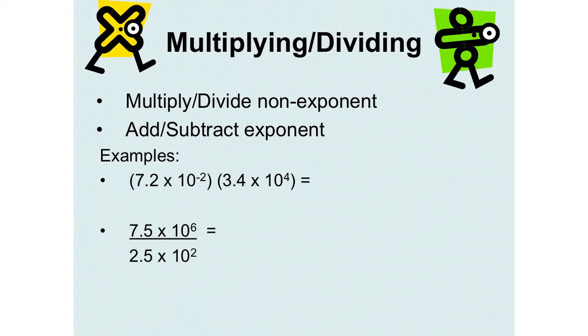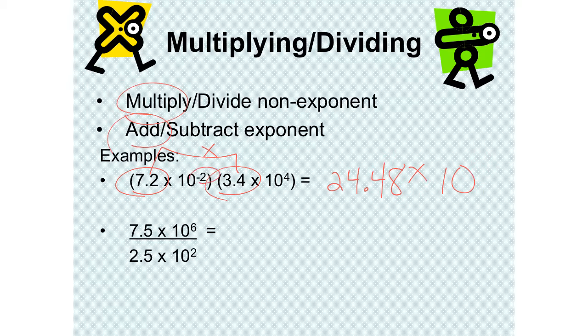All right, most of the time we will be multiplying and dividing. So when we multiply or divide, we don't have to make the exponents equal first. So all you do is you multiply your coefficients if you're multiplying, or divide your coefficients if you were dividing. So we have 7.2 times 3.4. That gives us 24.48 for my coefficient. And then if I'm multiplying, I'm going to add my exponents. So negative 2 plus 4 would give me 2, 10 to the second.